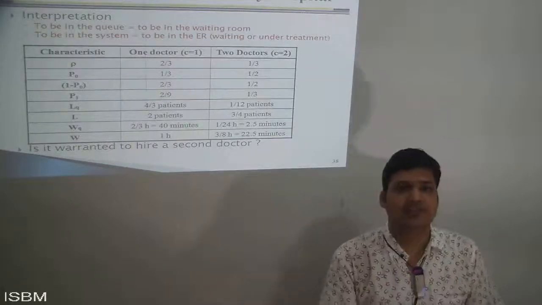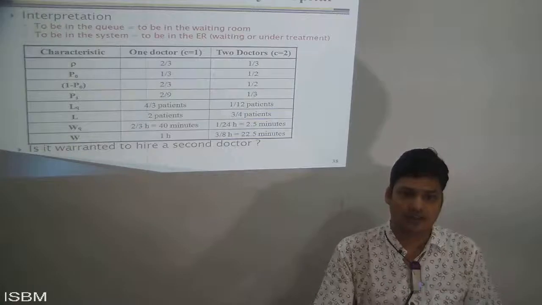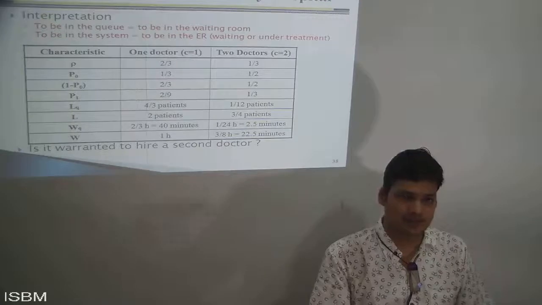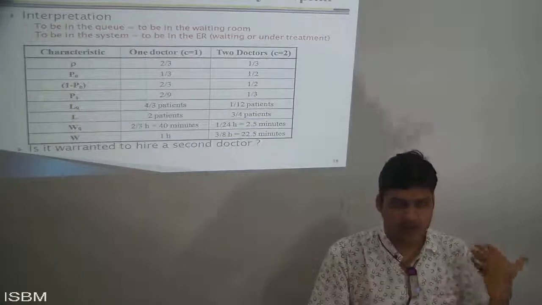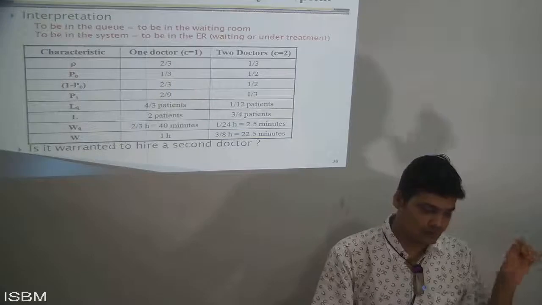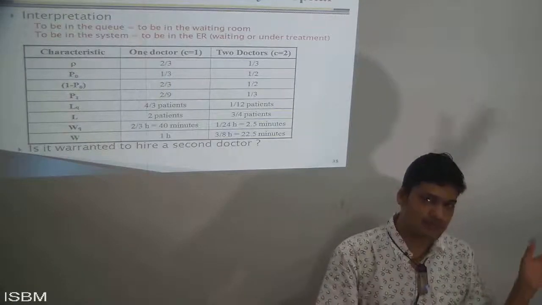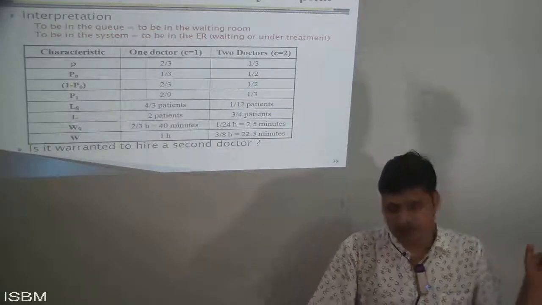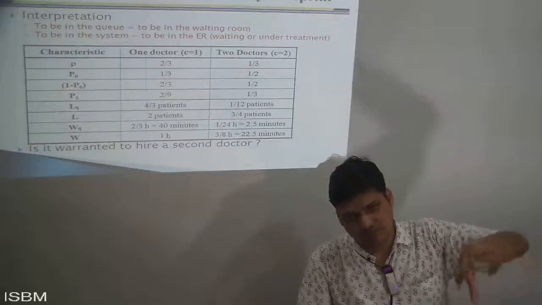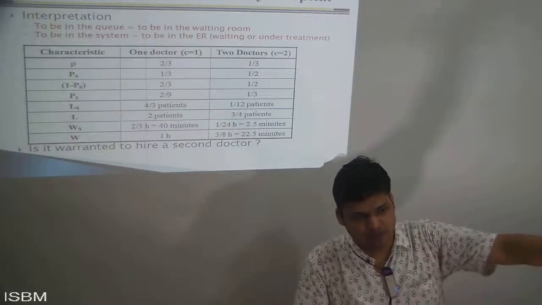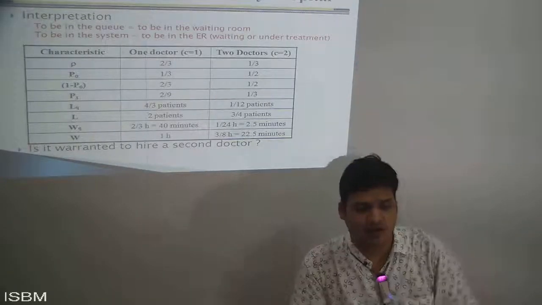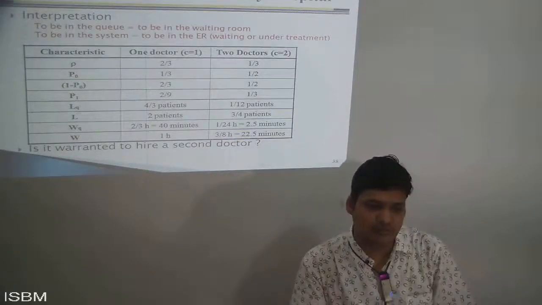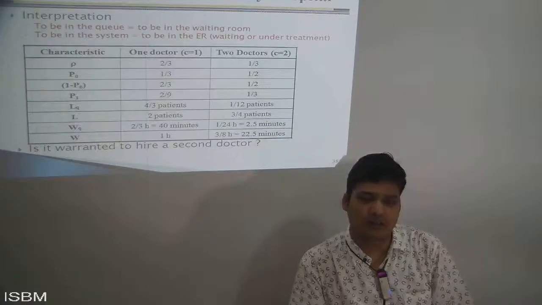When anyone goes to a hospital or any doctor's clinic, some patients will be treated by the doctor, and some patients have to wait. Some patients have to be in a queue. The people in the queue should be waiting in some waiting area. There should be a waiting area in the doctor's clinic or hospital. The person who is not treated has to wait. Whoever's number comes goes to the doctor, and the doctor will start treatment. Like that, to be in the system, to be in ER waiting or under treatment.